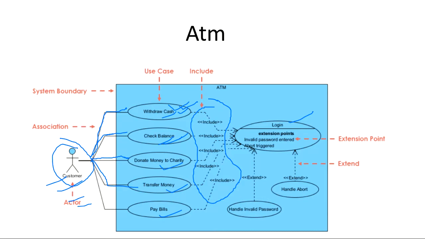And in the login, there are two extension points. One is invalid password entered and the other is abort or triggered. So when you are logging in, if your password is incorrect, it will send you to some other use case, some other system. And if there is some error, then again it will send you to some other system or other use case. But this is a simple example, nothing complicated here.